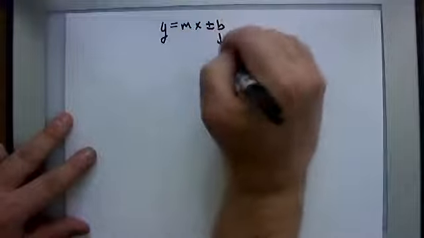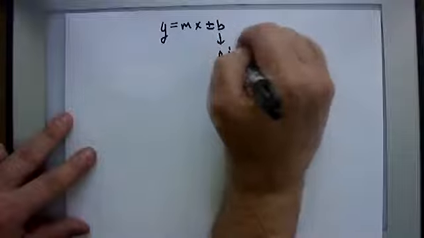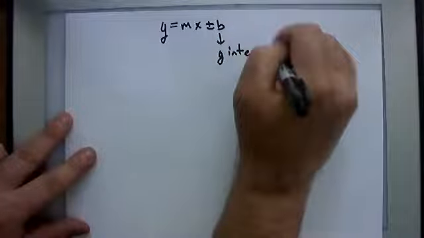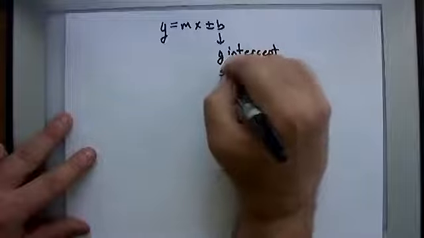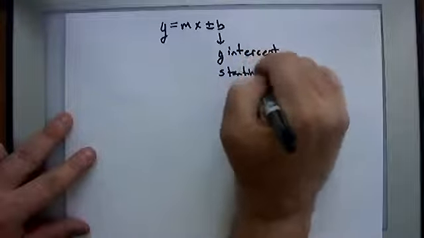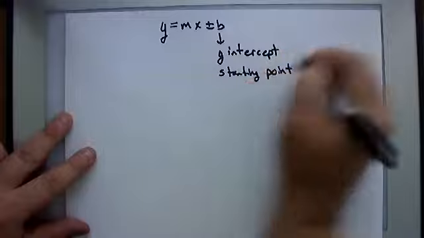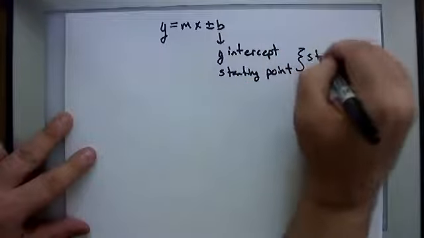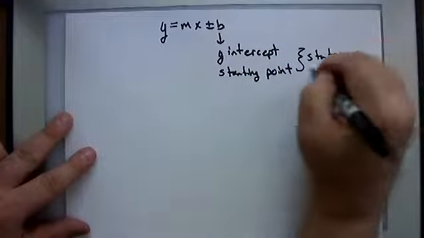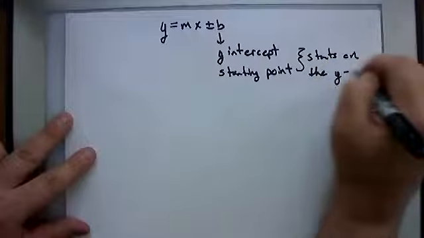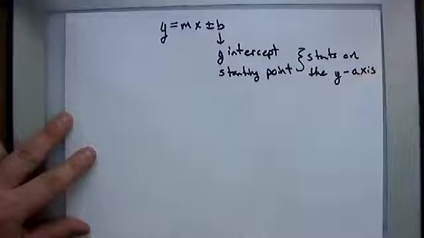So again, just rewriting what we just said. The B is the Y-intercept. And that is a starting point. And as the name would imply, it starts on the Y, and we should say, to be technical, it starts on the Y-axis. Okay?